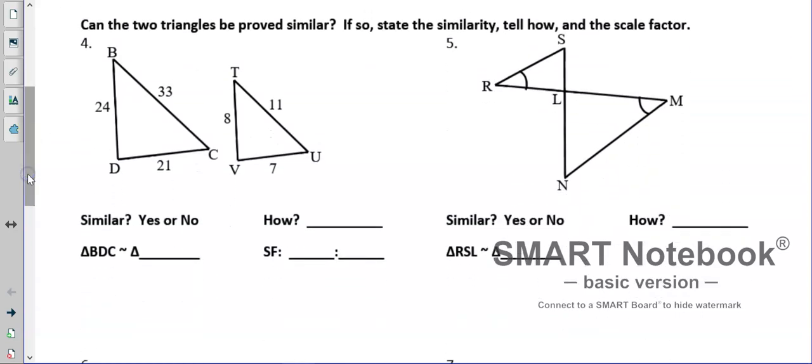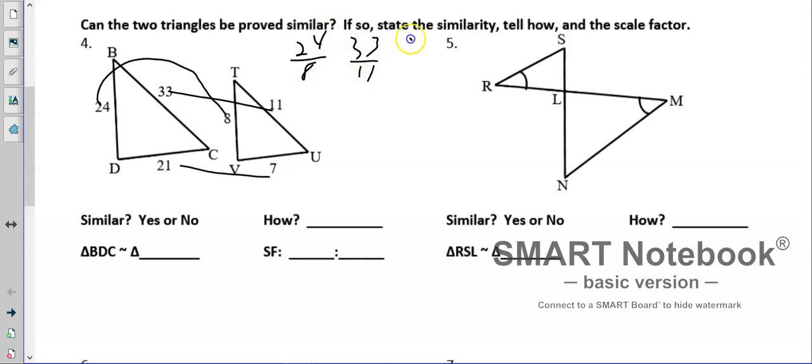So, can these two triangles be proved similar? Now remember, there are times when you're going to have to maybe flip a triangle around and try more than one. But right now, the way they're oriented, we're going to look at this like those two, and those two. So I'm going to do 24 over 8, 33 over 11, and 21 over 7. And hopefully they're all equal.